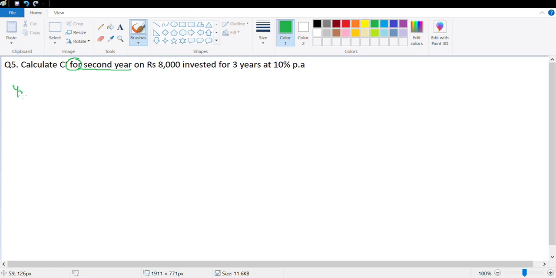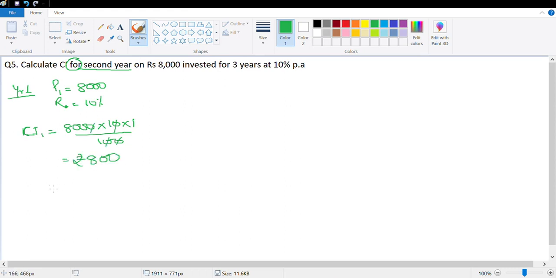So for year 1, principal 1 is equal to 8,000. Rate is 10%. In fact, the rate remains the same for all years in this example. So compound interest for year 1 will be equal to principal into rate into time upon 100, and that's equal to rupees 800. Therefore, amount for first year would be equal to principal for first year plus compound interest for first year, which is equal to rupees 8,800.